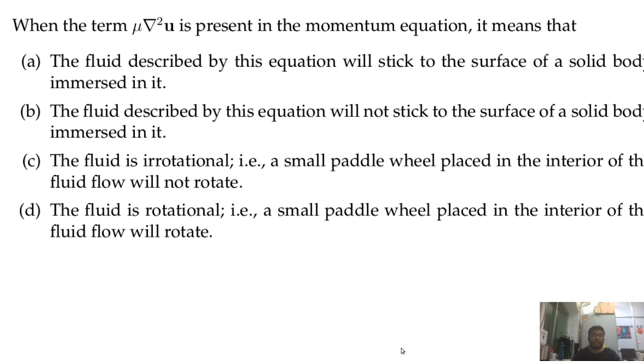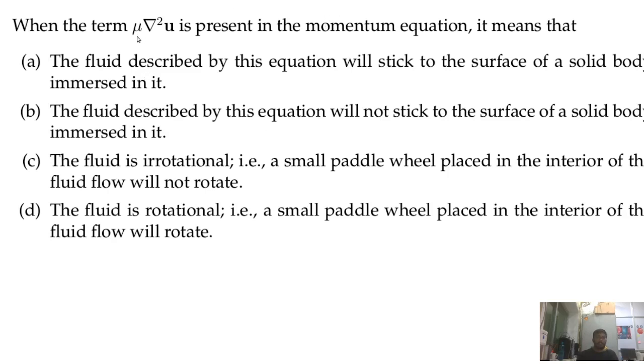Okay, when the term mu grad square u is present in the momentum equation, it means that the fluid described by this equation will stick to the surface of a solid body immersed in it. It will not stick, in the second option. And the fluid is irrotational, so a small paddle wheel placed in the interior of the fluid flow will not rotate, or it will rotate. So which are the correct options for this question? A and D.